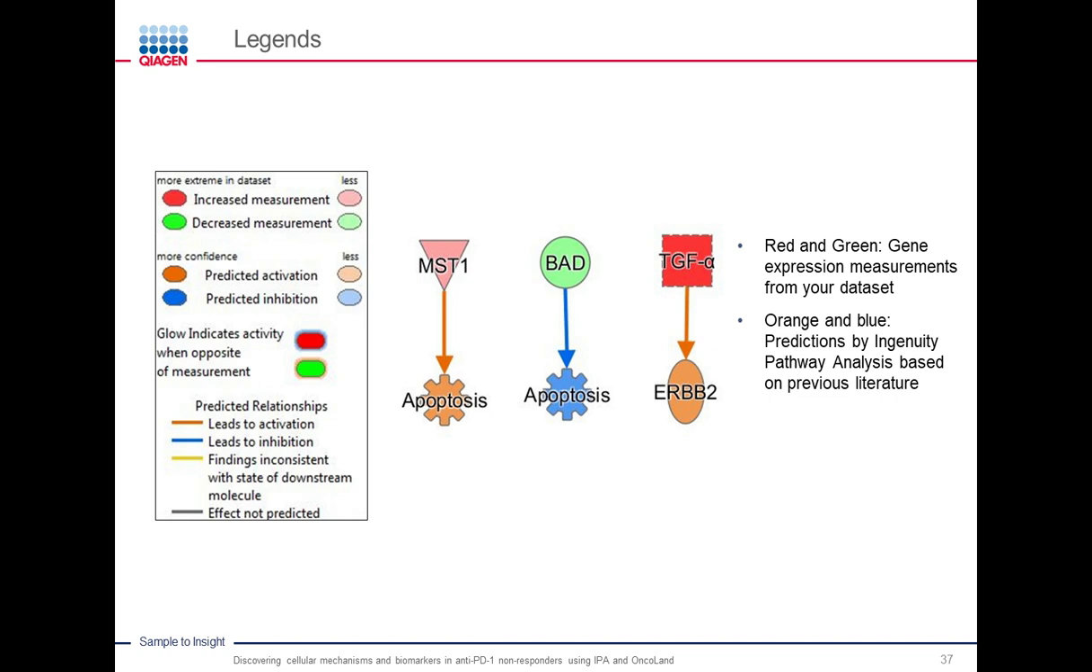Similarly, TGF-alpha is colored red. That means it's up in your data set, and this is going to lead to increased activation of ERBB2, also known as HER2.